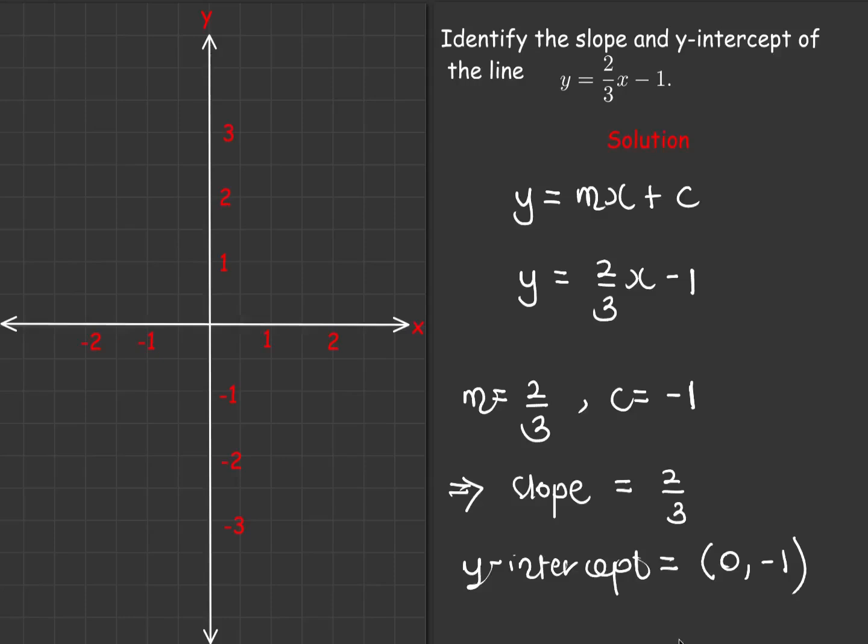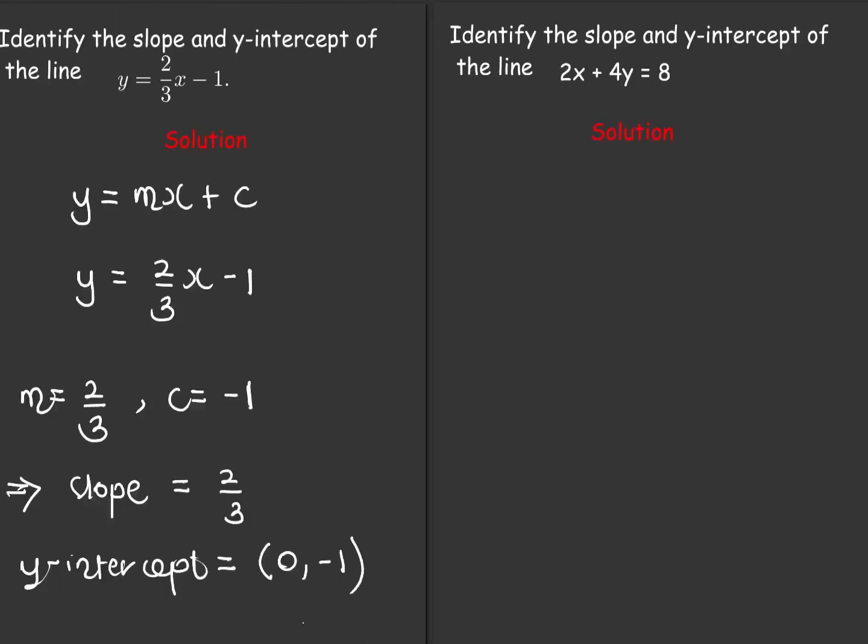So in simple terms, if you are asked to find the slope and intercept when given an equation, all you need to do is make sure you write the equation in this form, then you just compare the values. Let's take one more example. For this next question, it says identify the slope and y-intercept of the line 2x plus 4y equals 8. How do we go about it?